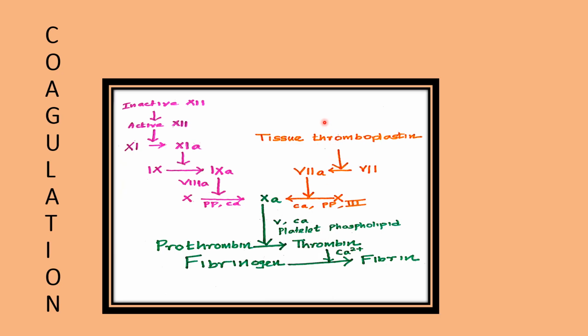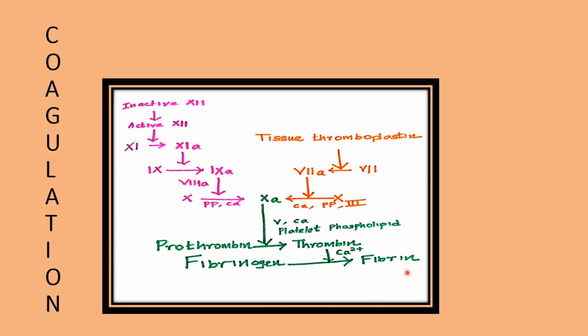In the extrinsic pathway, the trigger is tissue injury, which releases tissue thromboplastin that activates factor 7 to 7A. 7A converts factor 10 to 10A with the help of factor 3, platelet phospholipid and calcium. 10A converts prothrombin to thrombin with the help of factor 5, calcium and platelet phospholipids. Finally, thrombin converts fibrinogen to fibrin.